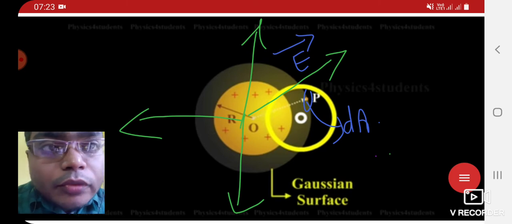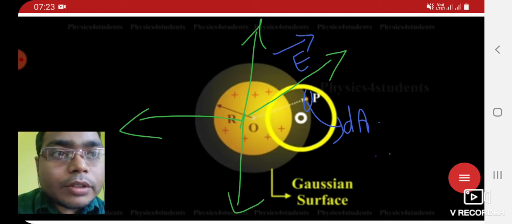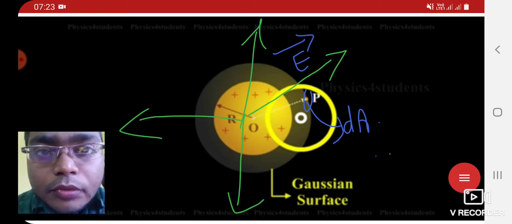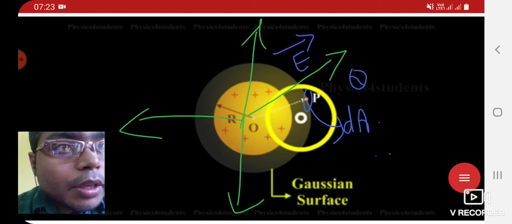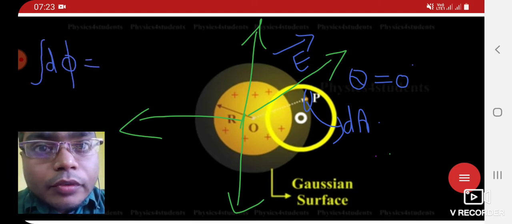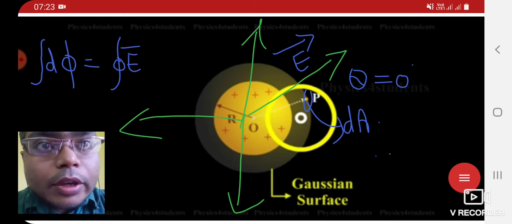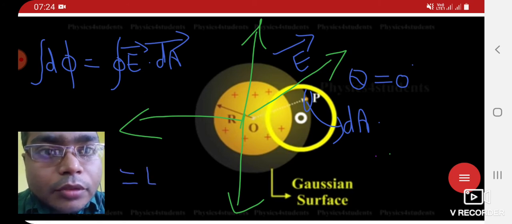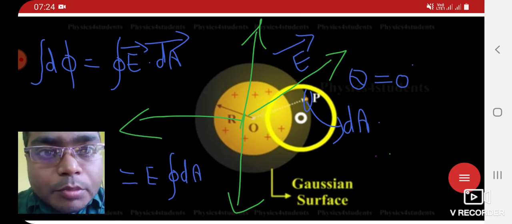So are the direction of the electric field and the area vector the same or different? From the diagram you can see that the electric field is perpendicular to the Gaussian surface, and similarly the dA vector is also perpendicular to the Gaussian surface. So what will be the angle between them? The angle between them will be 0 degrees. Clear? So we can calculate the net flux, which will be the integration of d phi, that is, the integration of E vector dot dA vector. By simplification, since the electric field is constant, it will be E times the integration of dA. I think this part you have cleared.